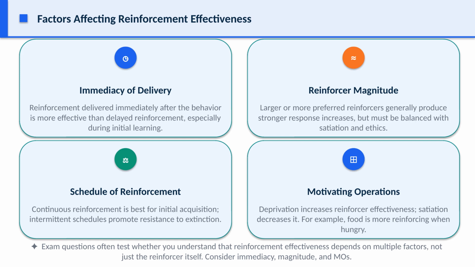Deprivation enhances effectiveness, while satiation diminishes it. For example, food is only reinforcing when the learner is hungry. On the exam, you may be asked to identify which factor is being manipulated in a scenario. So practice analyzing how these variables interact within a given contingency to predict behavior change.